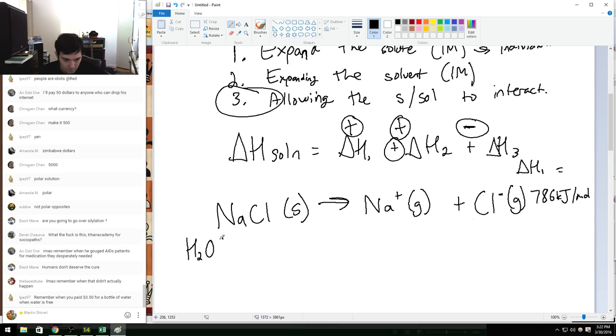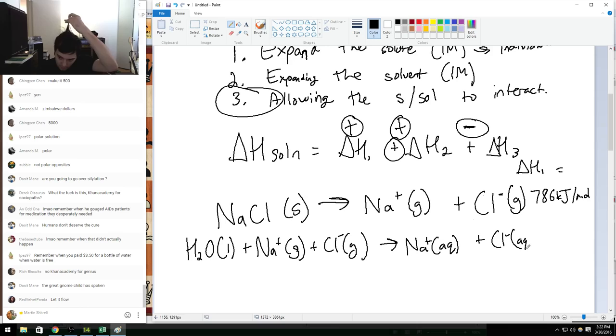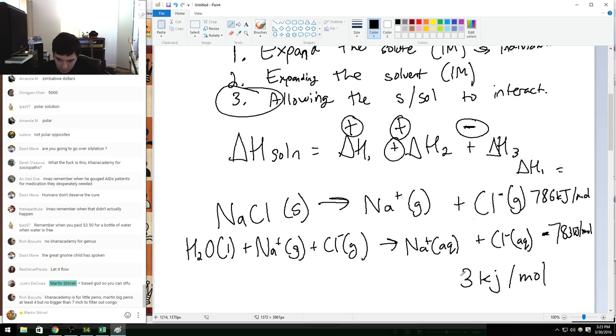We'll take water, and then we'll take these ions as gases, right? And then they'll become aqueous. And this entire process releases 783 kilojoules per mole. So the net amount is 3 kilojoules per mole. That's the enthalpy heat of solution here, 3 kilojoules per mole.